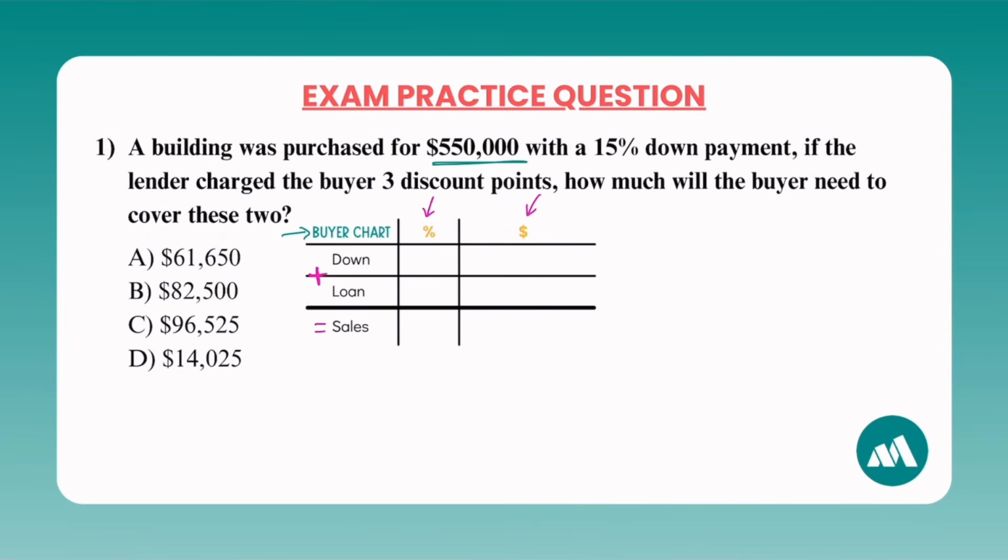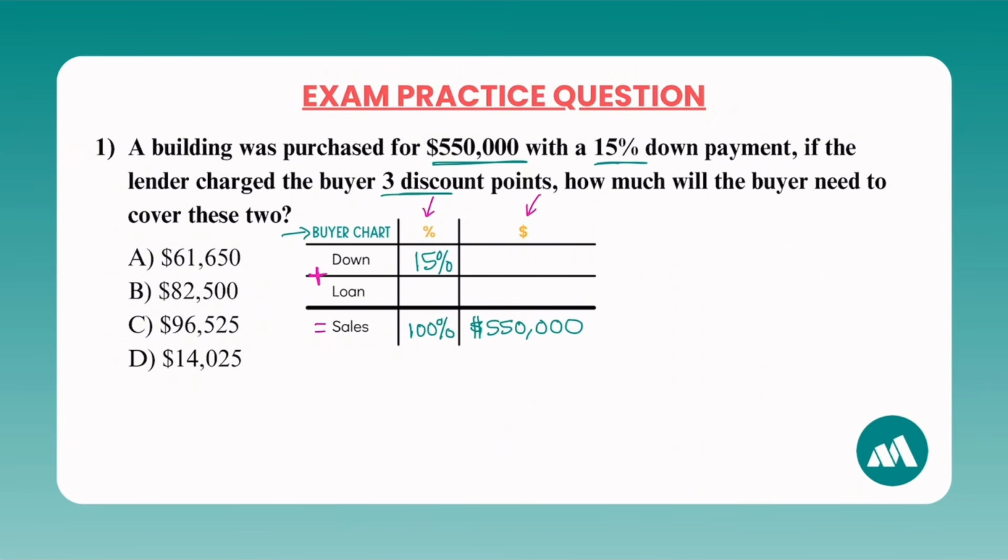We see that the building was purchased for $550,000. That is our sales price, so that'll go in the sales column. Sales price is always going to be 100%. Now remember, down percent plus loan percent has to always equal 100%, just like the down dollar plus the loan dollar has to equal the sales dollar. So now we see that we have a 15% down payment. That's going to go in this box.